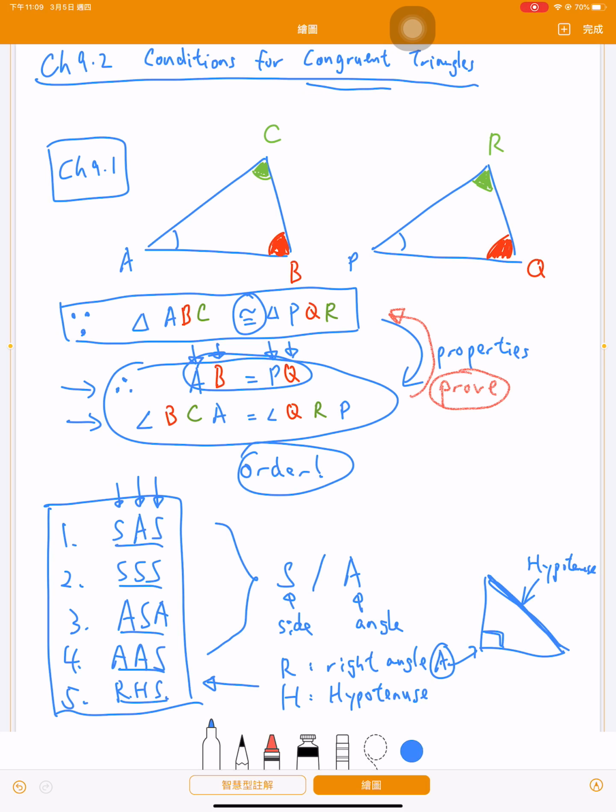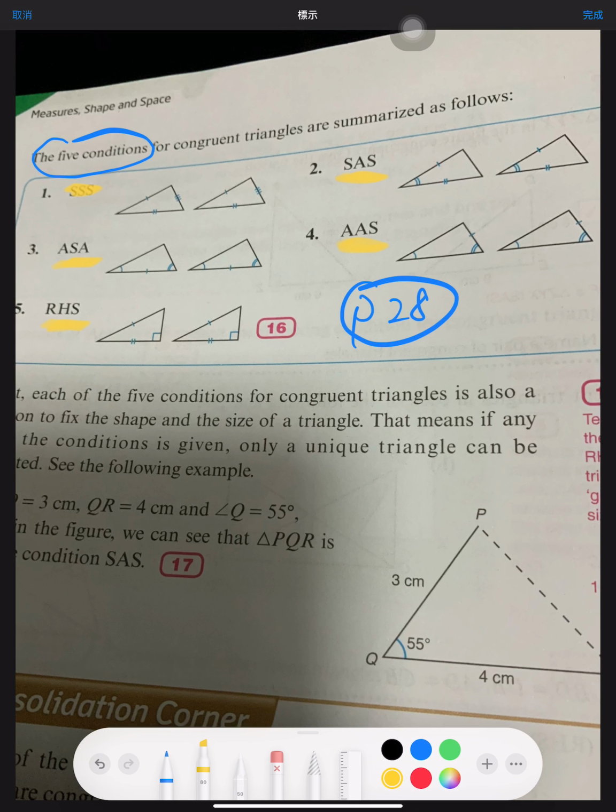Hypotenuse is the opposite side of the right angle. Also, it is the longest length in the right angle triangle, right? It's the longest length. So, these 5 conditions can prove the congruent triangles. For example, if this side and SSS, if these 3 sides, this one is equal to this one is equal to this one, and the last side are also equal, we can see that the triangle will be congruent, is totally the same, right? So we can prove it like that.